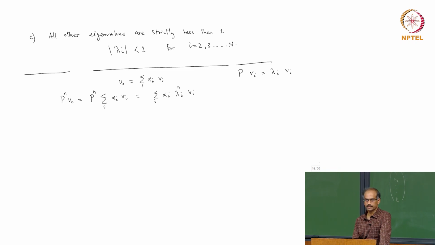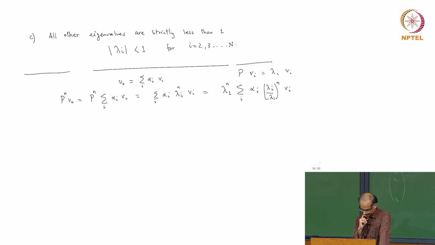Yeah, lambda power n. Okay. To make it easier to follow what happens, let me multiply and divide by lambda 1 to the power n, alpha i, lambda i by lambda 1 whole to the power n, Vi.